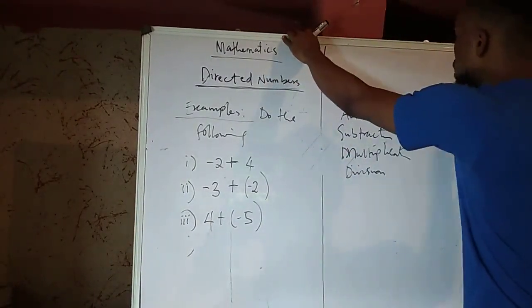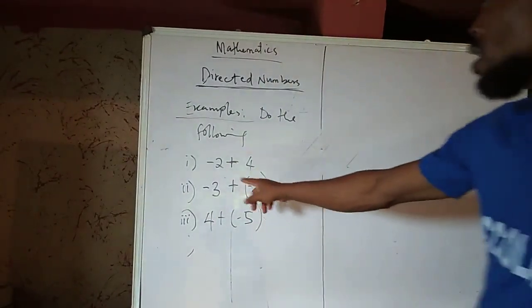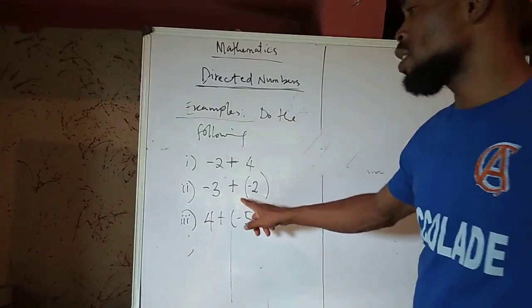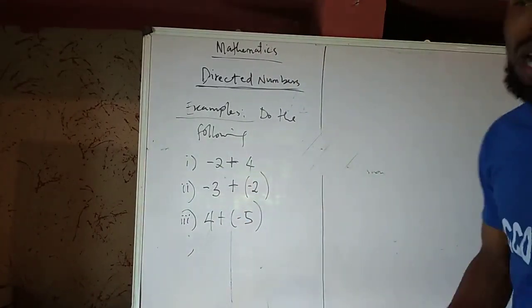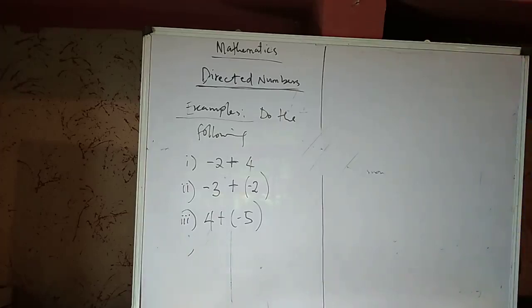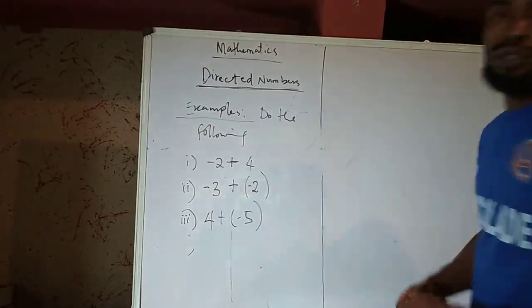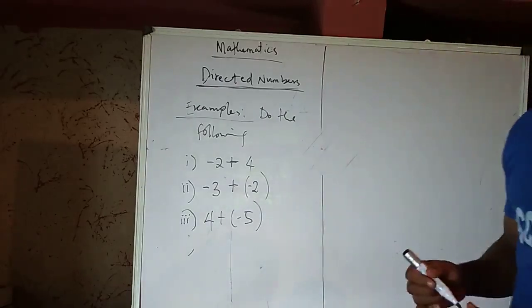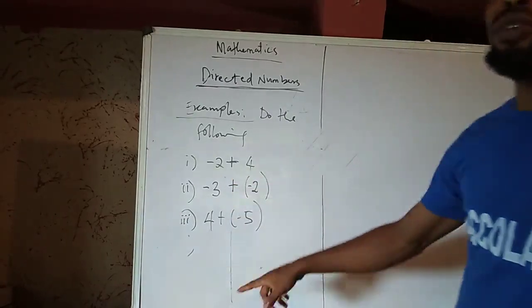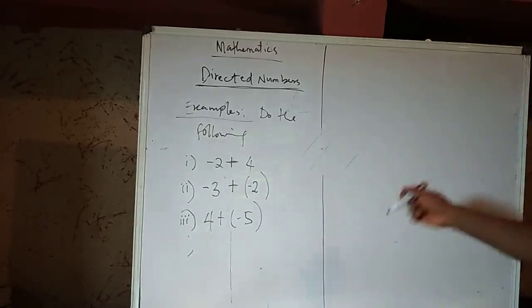Now if you look at these examples here, this gives a lot of problems to students: minus 2 plus 4, minus 3 plus minus 2, 4 plus minus, and all those kinds of things. So here we have minus 2 plus 4. One way of getting a solution to this problem is by using the number line.